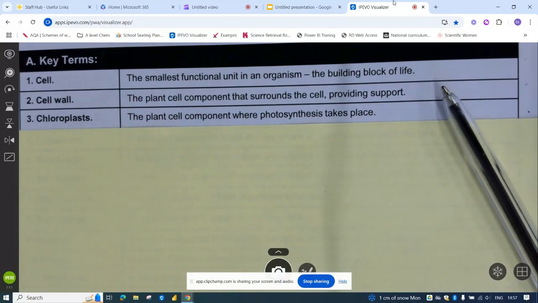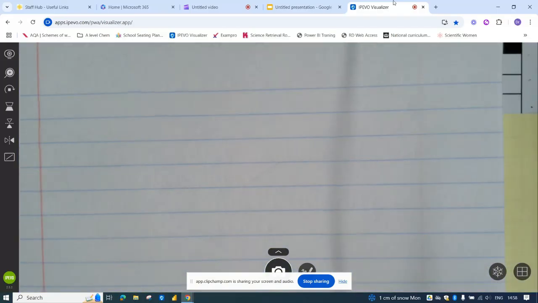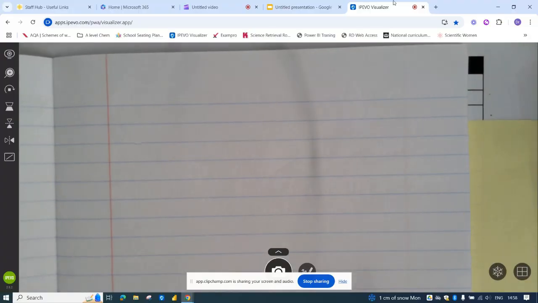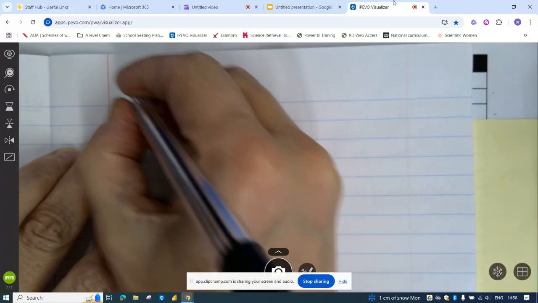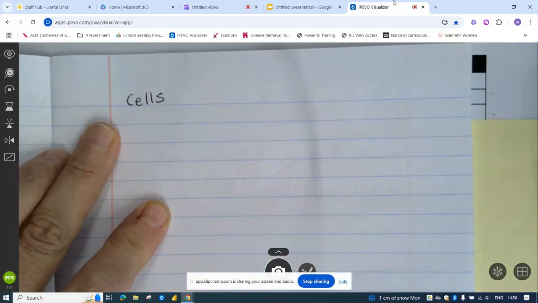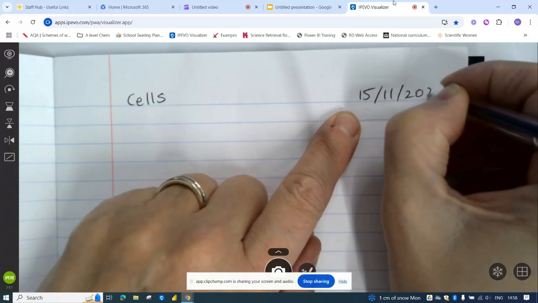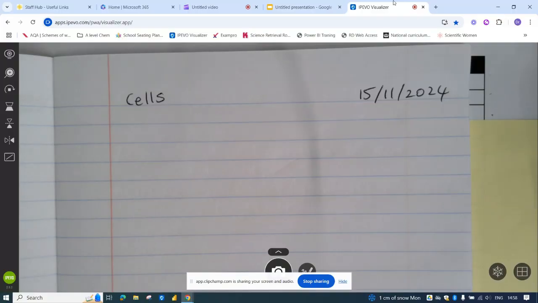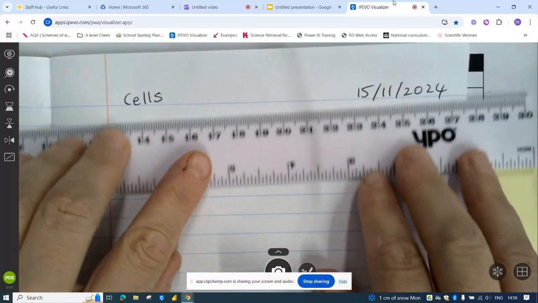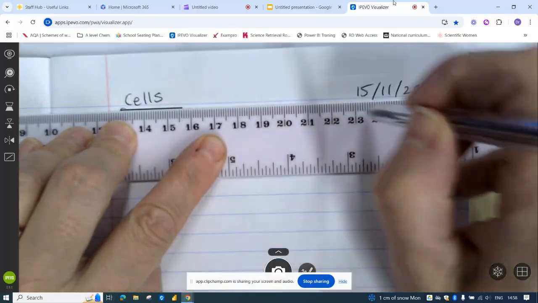When you've done this several times for all 5 of your key terms, the next stage would be the write, check stage. For this, I would fill out the name of the knowledge organizer. This is cells. I would also put today's date, which in this case is the 15th of November. I would then grab my ruler and underline the date and the title.